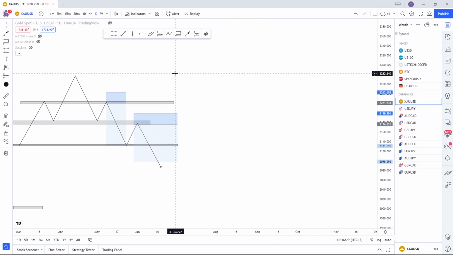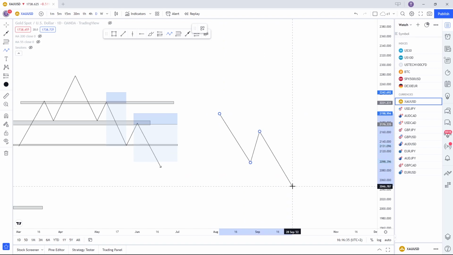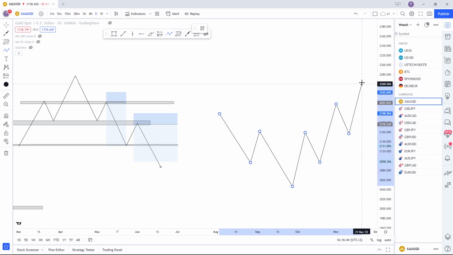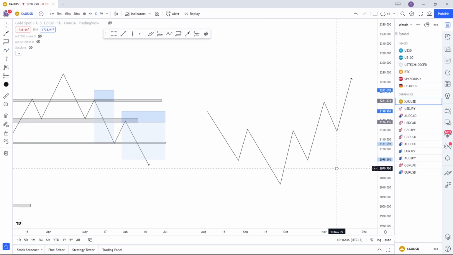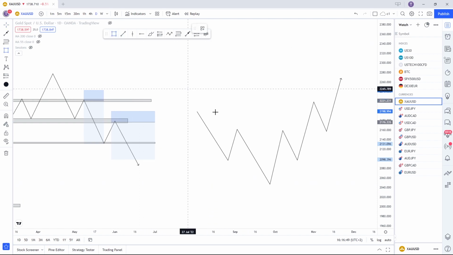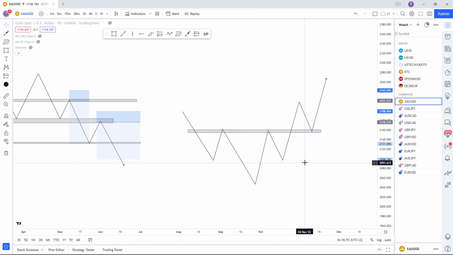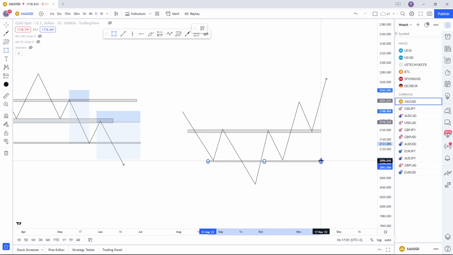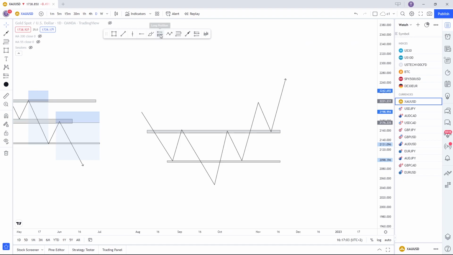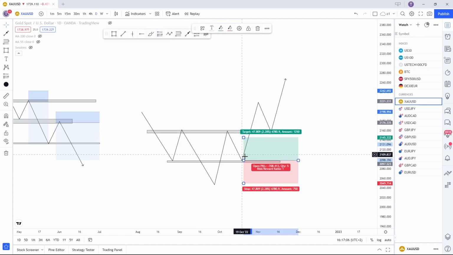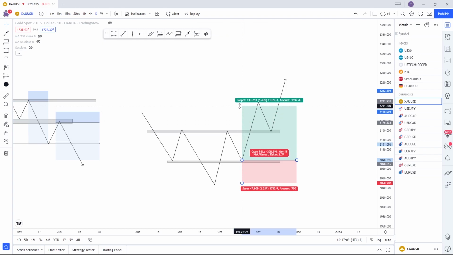The inverse heads and shoulders pattern would look like this. These patterns do not usually happen like this. They're not this obvious. Sometimes they are this obvious, sometimes they are not. So this is the inverse. You can make your entry right here. This point.